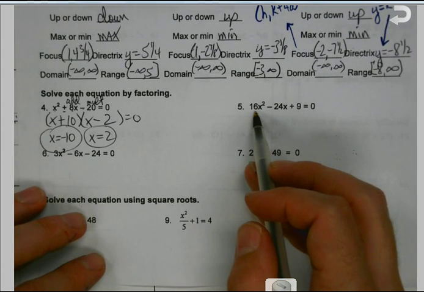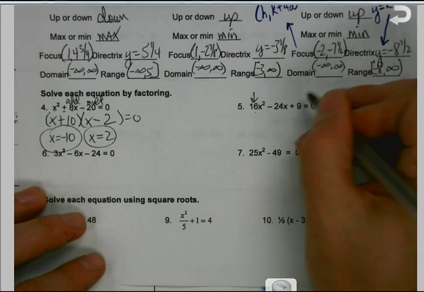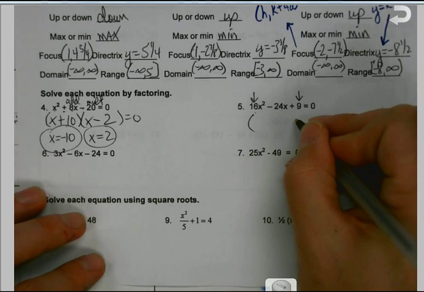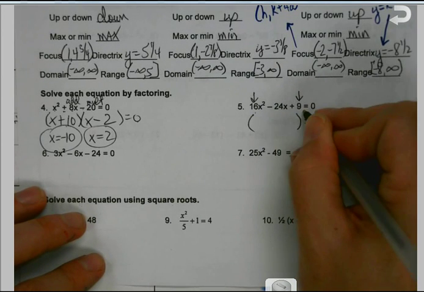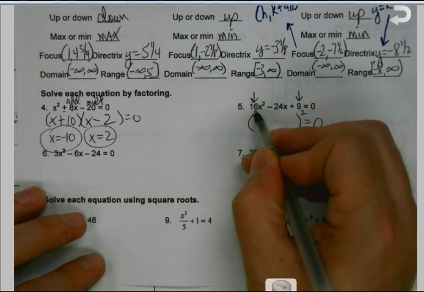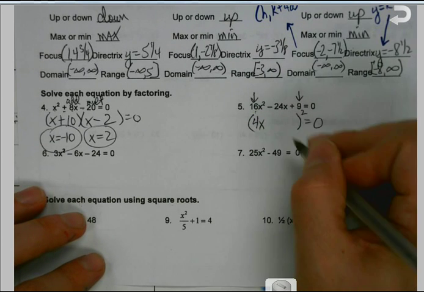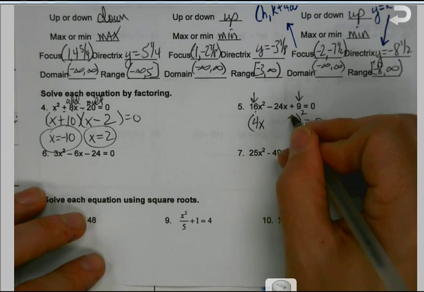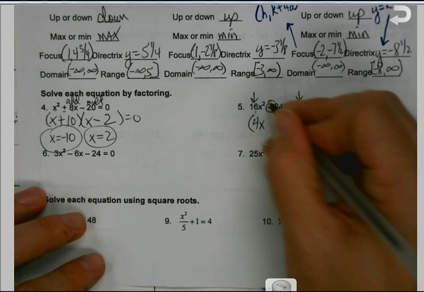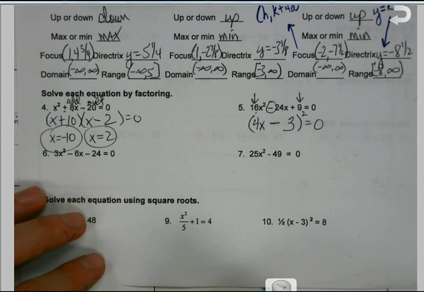Number 5, don't make it harder than it needs to be. Perfect square trinomial. What do I square to get my first term? 4x. What do I square to get my last term? 3. What's the sign in the middle? Boom.